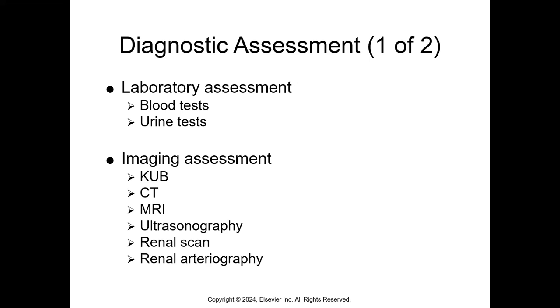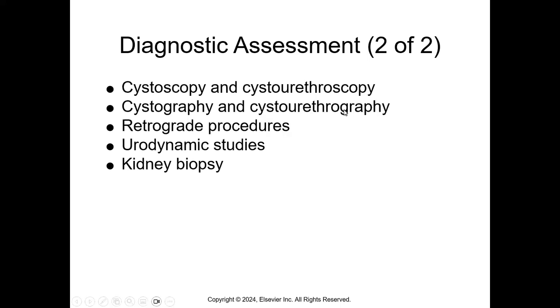MRIs can also look at your kidneys. You can do ultrasounds, renal scans, and look at the arteries as well within the kidney. Cystoscopies, this is where we look at things with an endoscopic camera. So we can do a cystogram or a cystourethrogram, and this is done in fluoroscopy. So the contrast is fluoroscopy contrast instead of CT contrast. And we're specifically looking at the bladder when we're looking at these procedures.